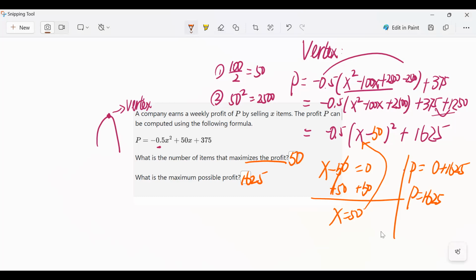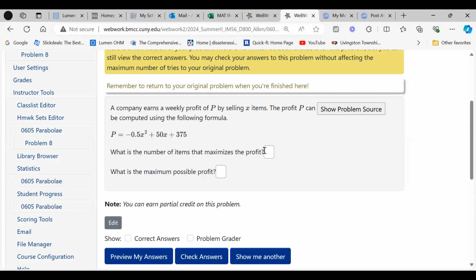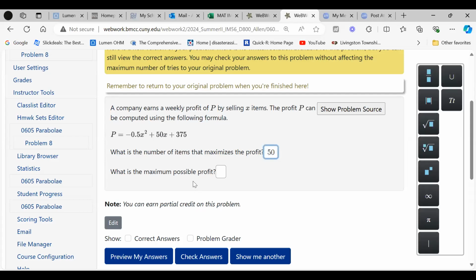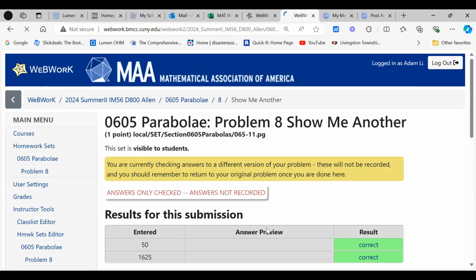Any questions about this 1625? Okay, and check the answers. They are both good.